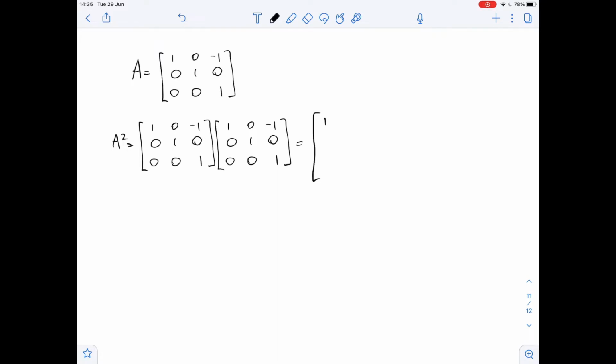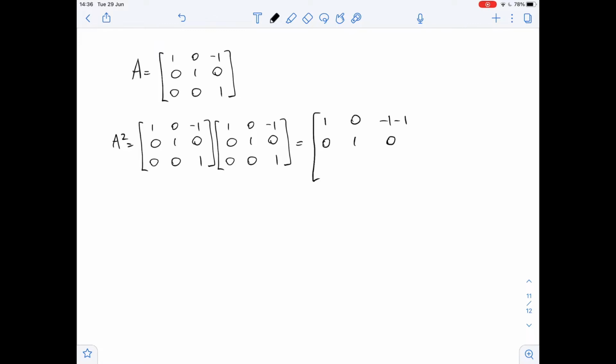1 times 1 plus 0 times 0 plus negative 1 times 0, so just 1. Then 1 times 0 plus 0 times 1 plus negative 1 times 0, so it's 0. Then 1 times negative 1 plus 0 times 0 plus negative 1 times 1. Then next row it's 0 times 1 plus 1 times 0 plus 0 times 0, so just 0. Then 0 times 0 plus 1 times 1 plus 0 times 0. Then 0 times negative 1 plus 1 times 0 plus 0 times 1 is 0.